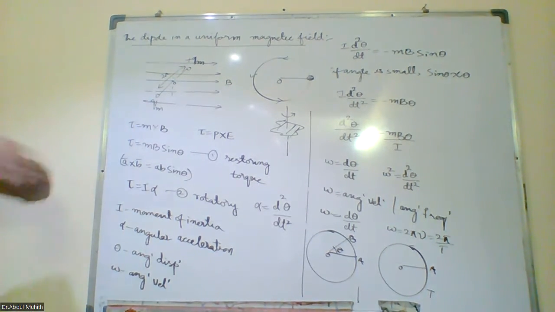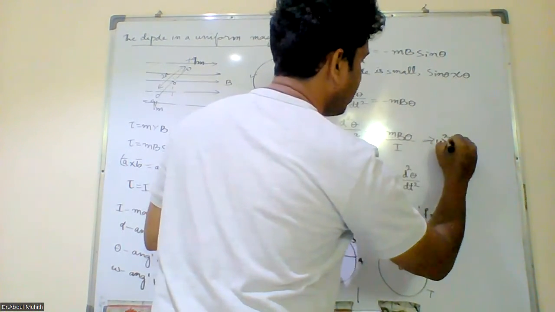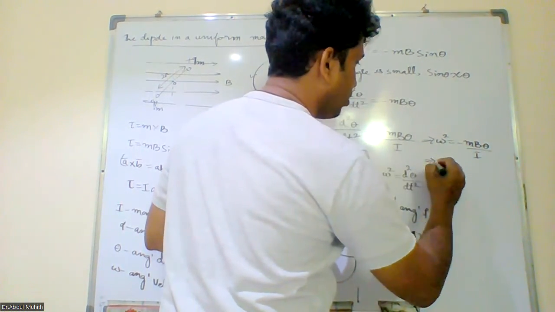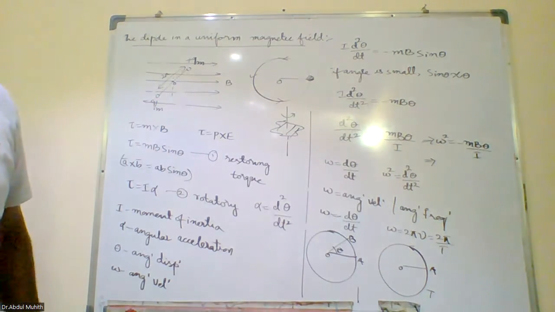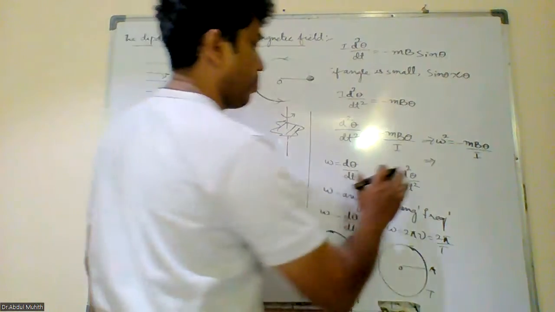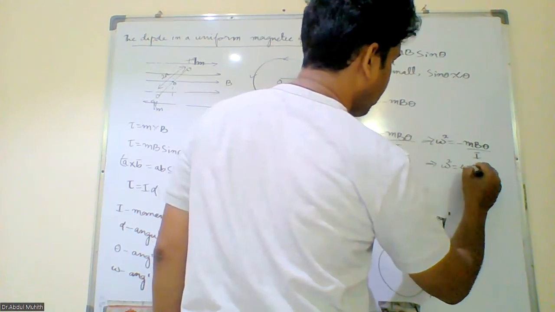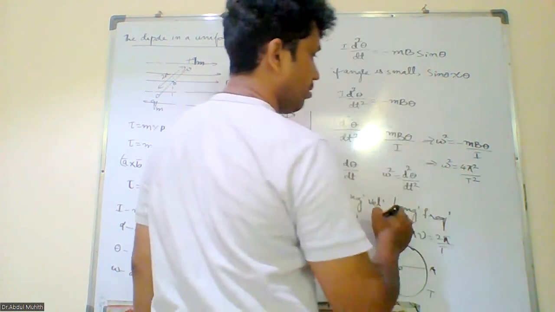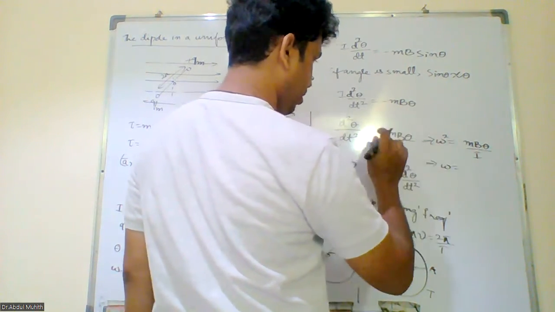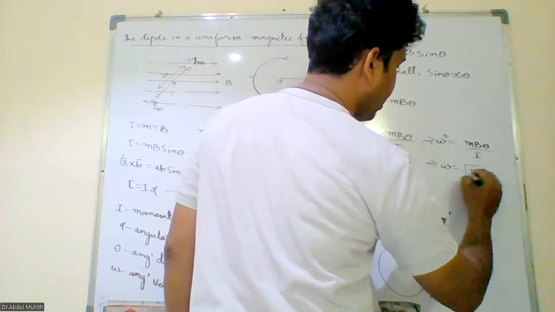Now, can I write this value as omega square? Omega square is equal to minus mB theta by I. What is that value? Omega square is equal to 4 pi square by T square. Or I will not write it like this. I'll write omega, and I'll write the magnitude only, because we cannot find the value of the minus, mB theta by I.